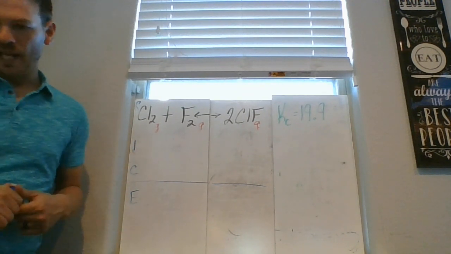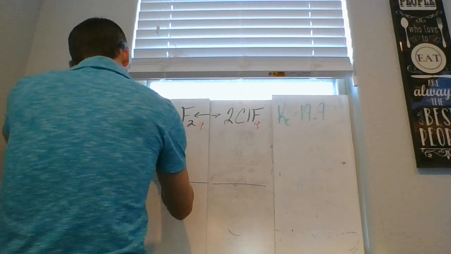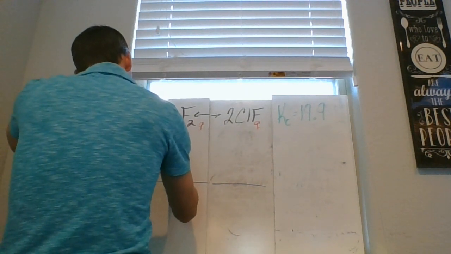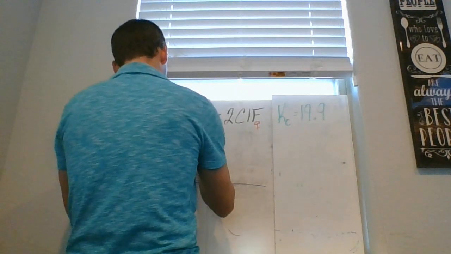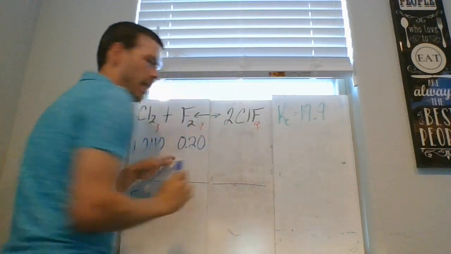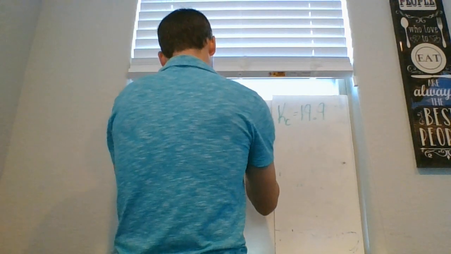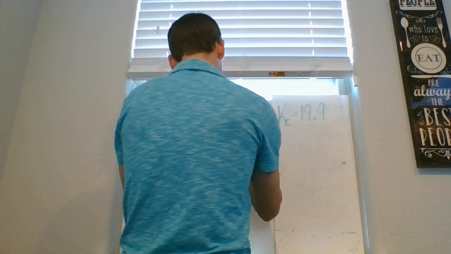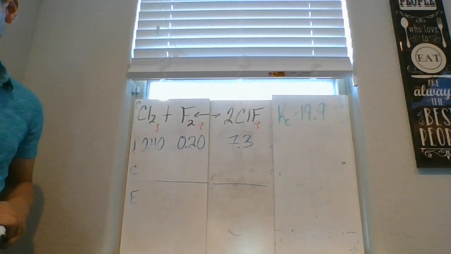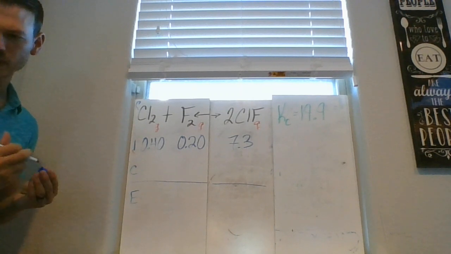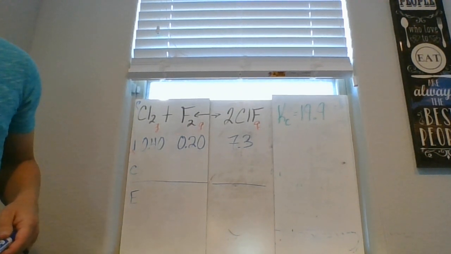So my I is going to be my initial concentrations. So it looks like we're at 0.4 molar here. So this is going to be 0.4 for the chlorine. It gives us 0.2 for the fluorine. And then it gives us 7.3 for the chlorine monofluoride. All right, so there's all the initial concentrations.